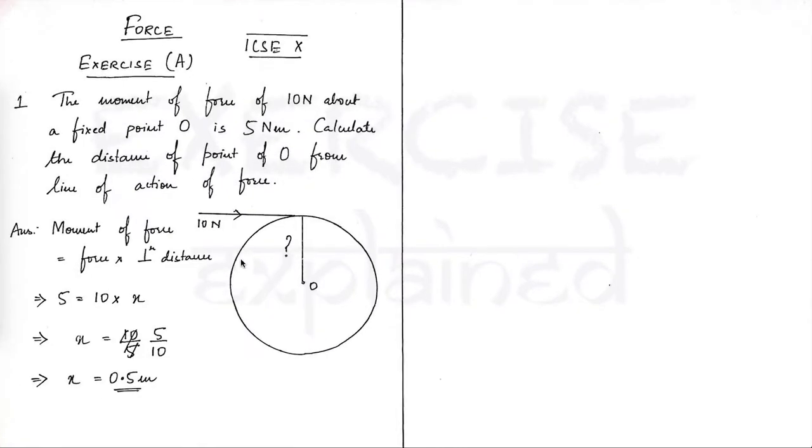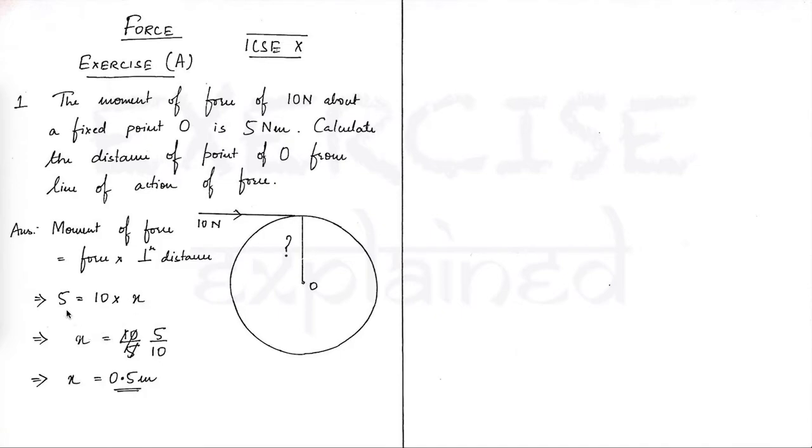So we know the formula for moment, that is moment of force is equal to force into perpendicular distance. Now here we have to find the perpendicular distance. Moment of force is given in the question as 5 Newton meters. So I write moment of force as 5 is equal to force, which is 10 Newton, so I substitute it as 10 into perpendicular distance, I take it as x.